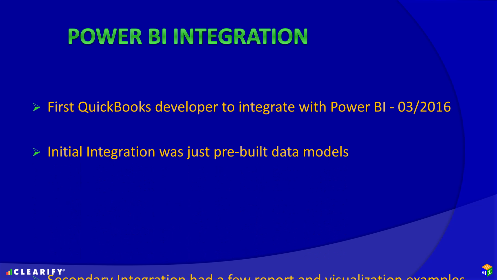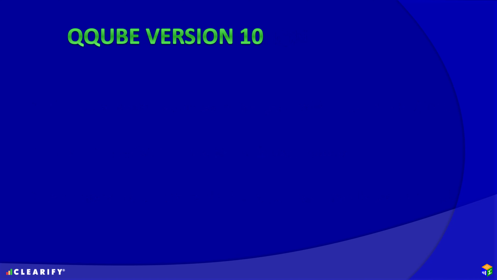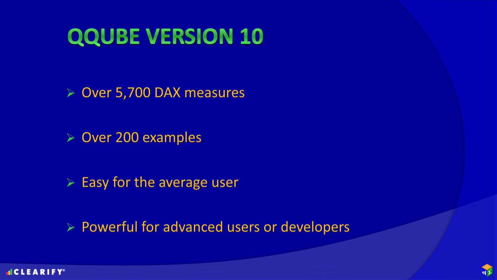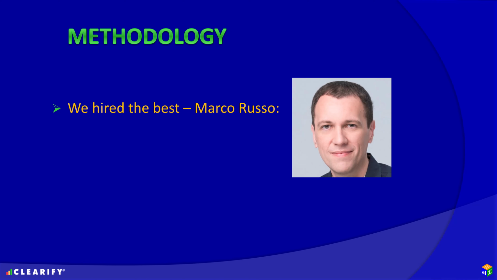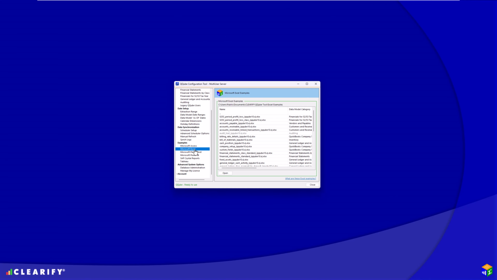But our first 2 iterations were weak, and we only had some pre-built data models and a few examples. But in QuickBooks version 10, we have added over 5,700 DAX measures and over 200 examples. So we've made it easy for the average user, yet powerful and flexible enough for advanced users or developers. We can save either party thousands of dollars trying to start from scratch. We hired the best in the world, Russo, to help us create a Power BI and DAX methodology that was both accurate and flexible.